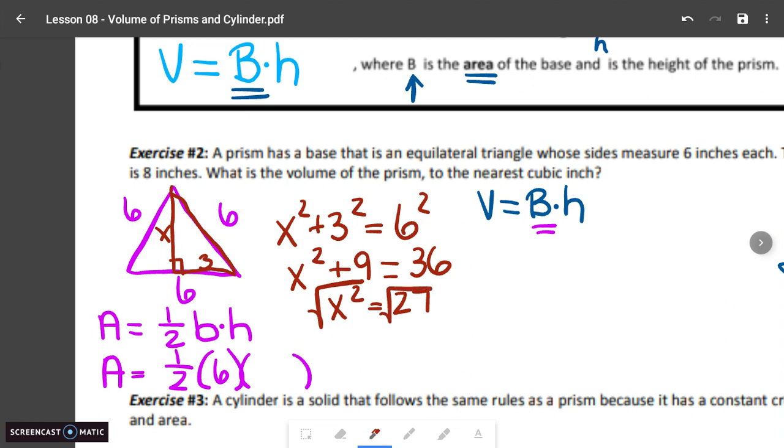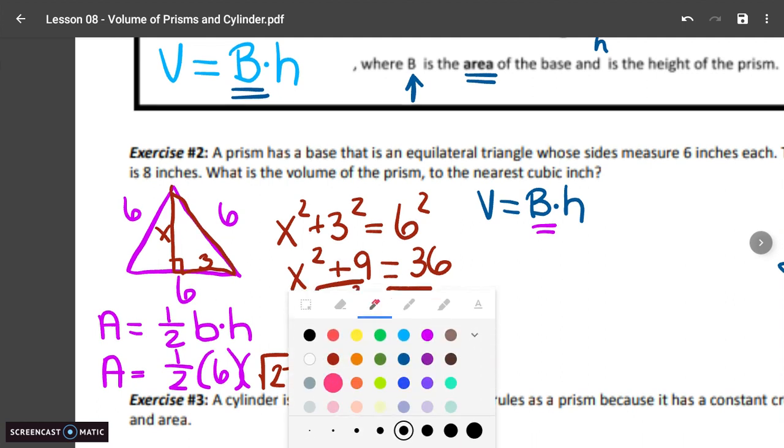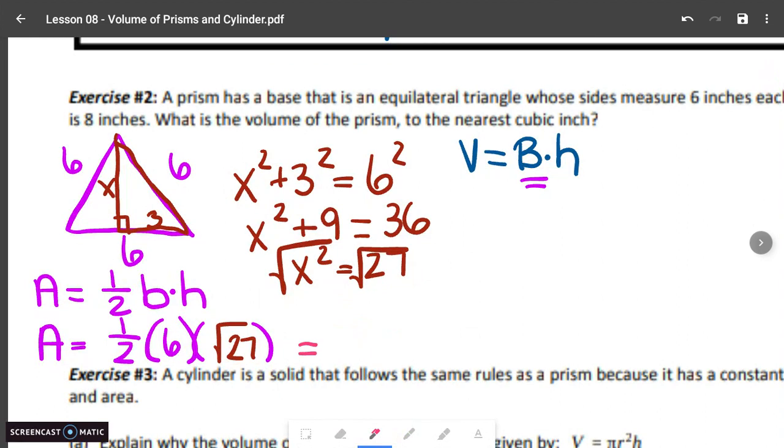Now, I wouldn't go into simplifying or even plug that into my calculator just yet. I would just keep this here like this, okay? So if I simplify this now, you don't have to, but if I were to simplify this here, I end up with 3 radical 27, and that's what I'm plugging in here for the base.